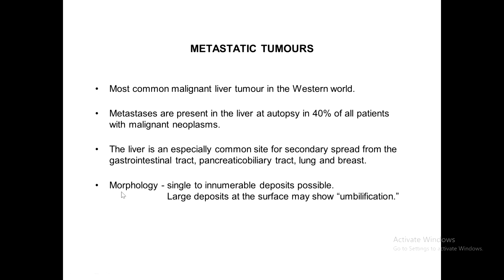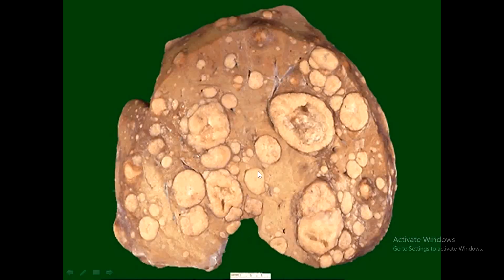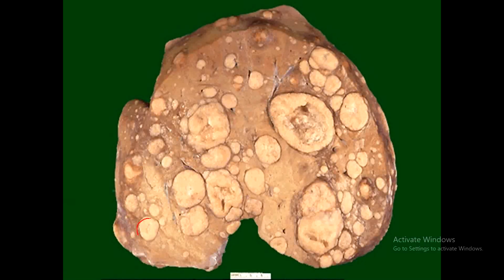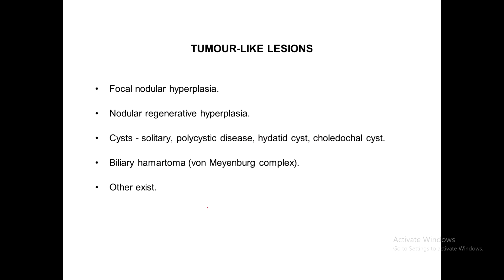If we are concerned with the morphology, single to innumerable deposits can be seen, and large deposits can show you umbilication, and this is a very important sign of the metastatic tumor. If, my dear students, you are going to see this picture, you can see we have multiple nodules. These are showing some bigger nodules, we are having small nodules. So these are showing you the metastatic deposits all over the liver, and this process is called umbilication. So the metastatic carcinoma is the most important thing, and in the end we are having tumor-like lesions.